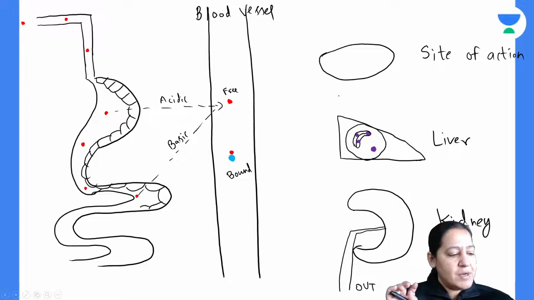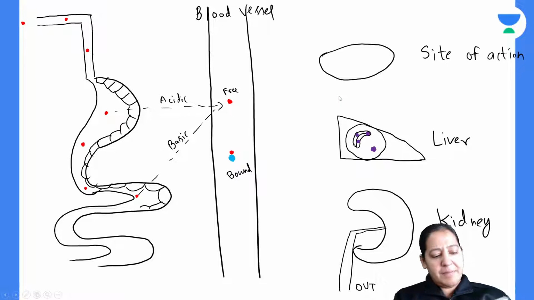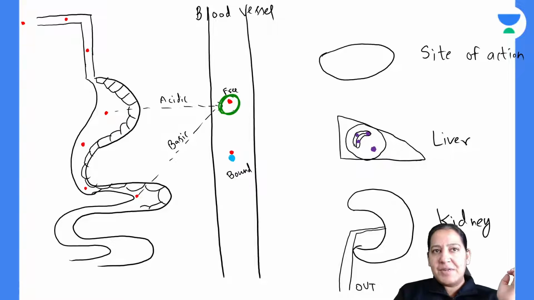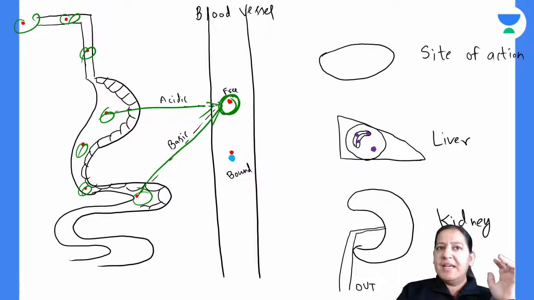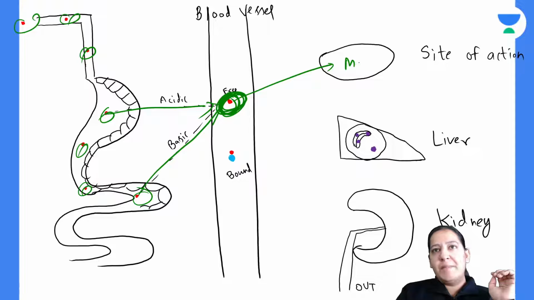What do you mean by metabolism? Everyone tell me. What do you mean by metabolism? The free drug which is present. So you are taking a drug by mouth. It is going in the blood, via stomach or intestine. Depending on acidic or basic, it is reaching the blood. After reaching the blood, it is going to its site of action and showing mechanism of action.